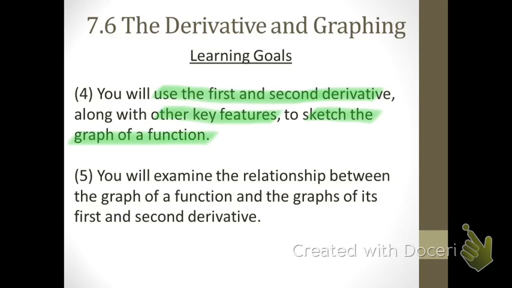of a function. So this is a way where we don't have to plug in a ton of x and y values and so forth. We can use key features of a graph to be able to make its graph. It's a really cool process.